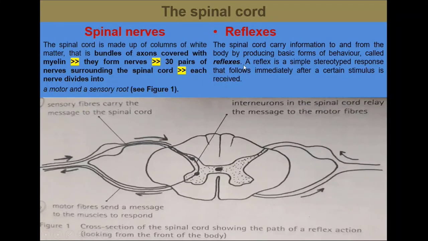They say a reflex is a simple stereotyped response that follows immediately after a certain stimulus. So the stimulus in this case would be a kiss. Then you get excited. It's reflexive, something that you cannot control because you are excited. So, muscle movement.